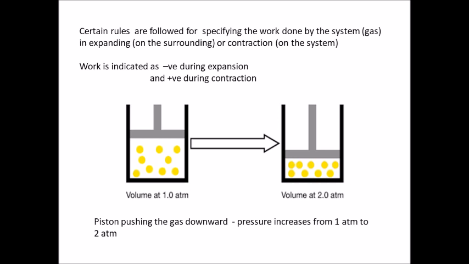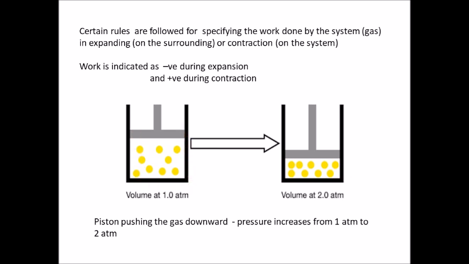Now, there are certain rules we follow in specifying the work done by the system by signs, that is in expanding on the surrounding, or contraction, that is the work done by the surrounding on the system. So, work is indicated as negative during expansion in thermodynamics, and it is positive during contraction in thermodynamics. Look at this example over here.